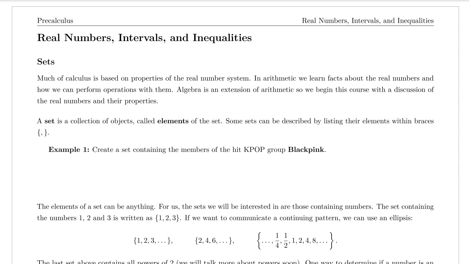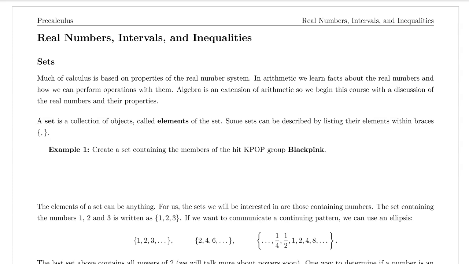In this video, we'll be talking about real numbers, intervals, and inequalities. But first, let's talk about what a set is. Much of calculus is based on properties of the real number system. In arithmetic, we learn facts about the real numbers and how we can perform operations with them.